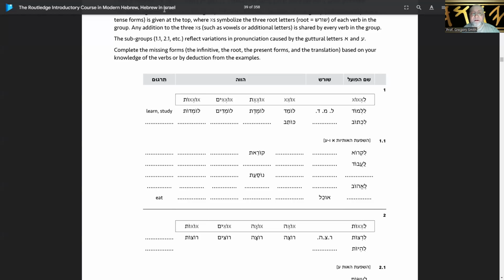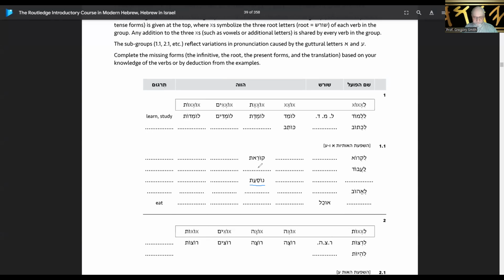Okay, so then look at this one. They only give us one clue. Okay.